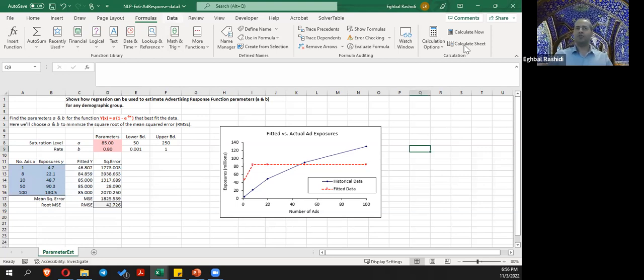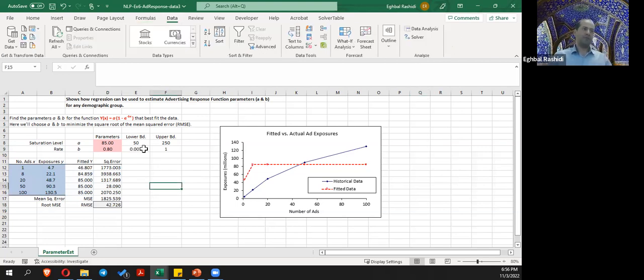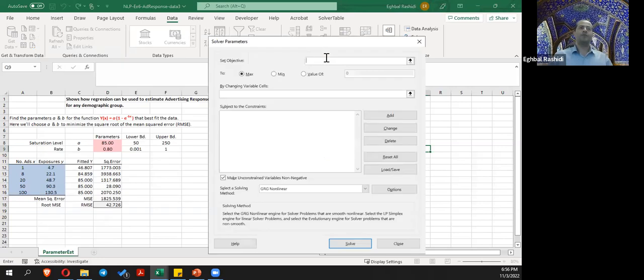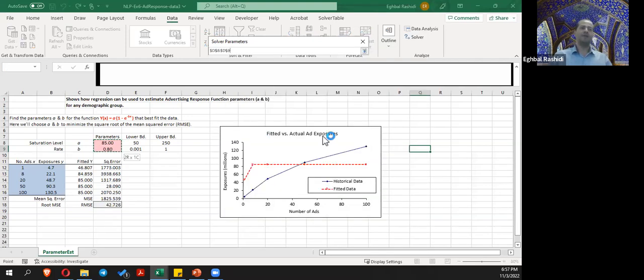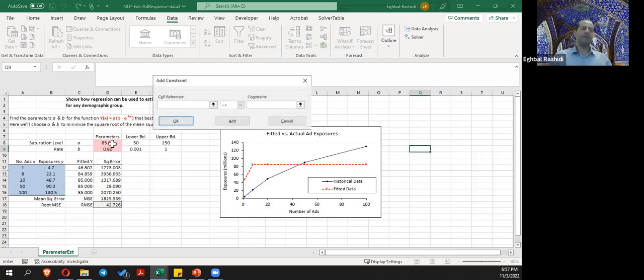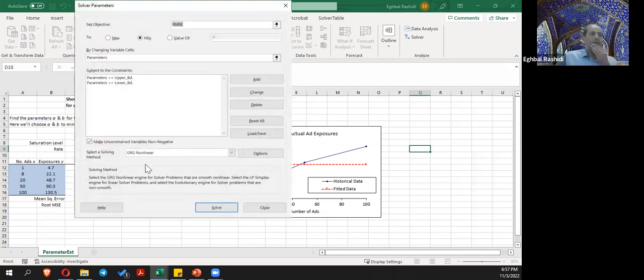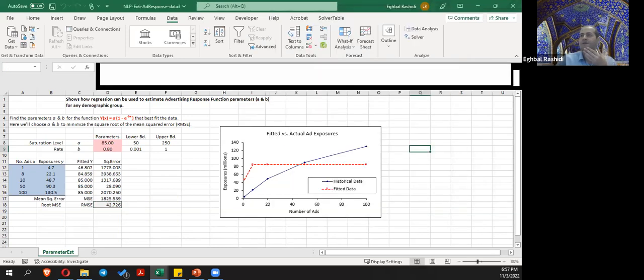So let's go ahead and try to solve this problem. I can actually also name these lower bound and upper bound, so it would look better when I put it in Solver. Okay, so the objective is here. We are minimizing it by changing these two values, A and B. The constraints that we have are A and B have to be less than their upper bound and greater than their lower bound. Okay, A and B have to be positive. So this is checked. I'm gonna go to the options because this is a nonlinear programming problem.